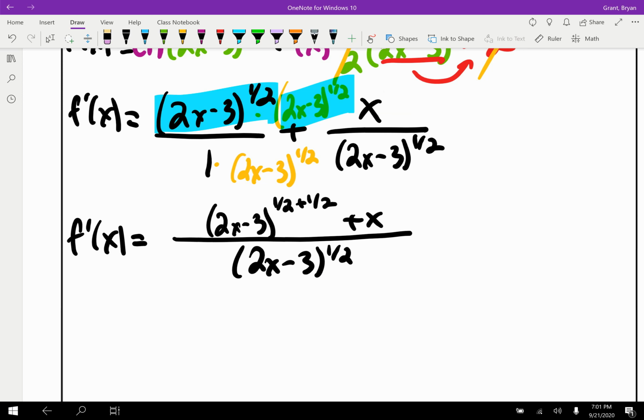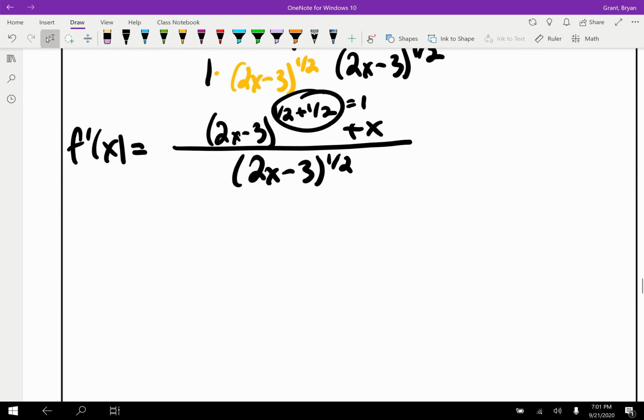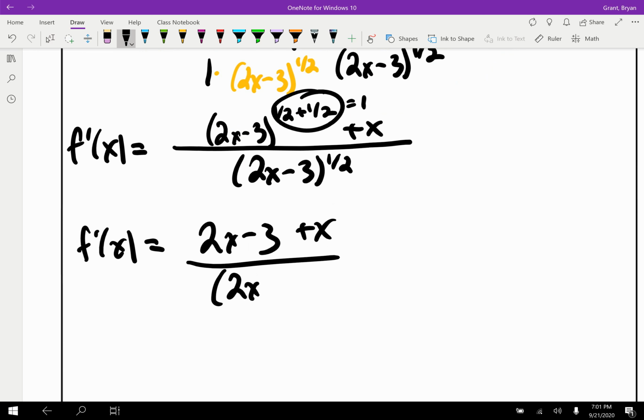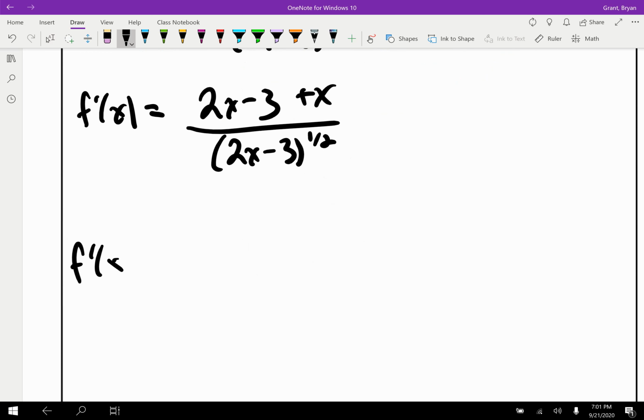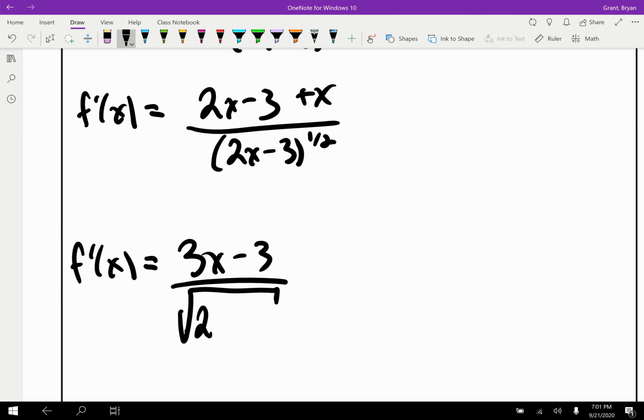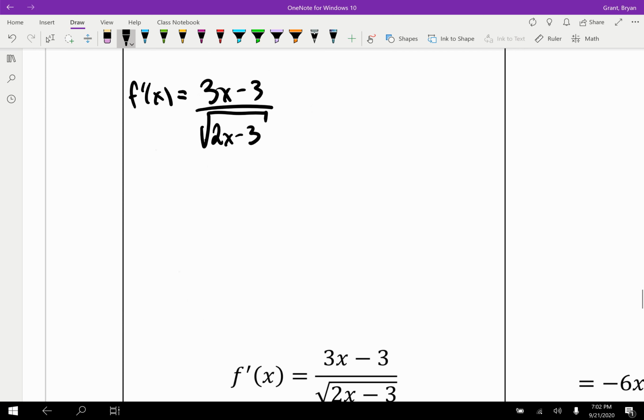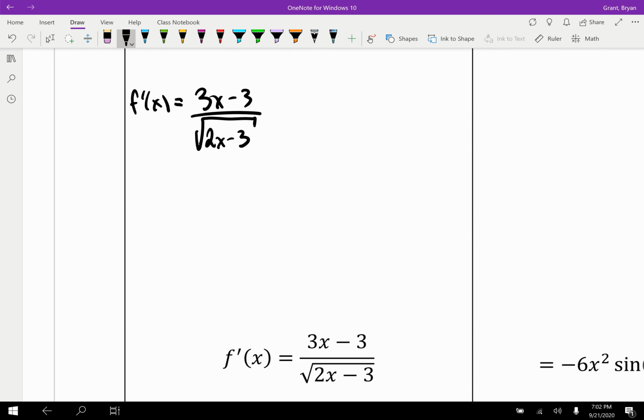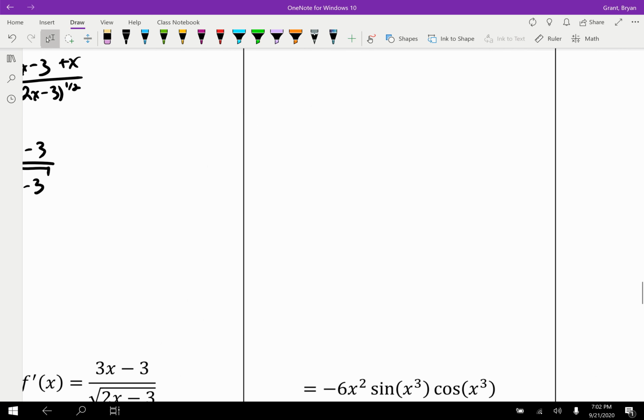Okay, well, can we go any further? Sure, I think that the 1/2 plus 1/2 means that we just get 1 here, right? And we don't need to write a power of 1, so I'm seeing 2x minus 3, no parentheses, that's a power of 1, plus x, divided by (2x minus 3) to the 1/2. And finishing this off, I'm looking at 3x minus 3 divided by the square root of 2x minus 3. And I think we have our final match. Yeah, definitely a lot to do there. Hopefully this next one is easier.